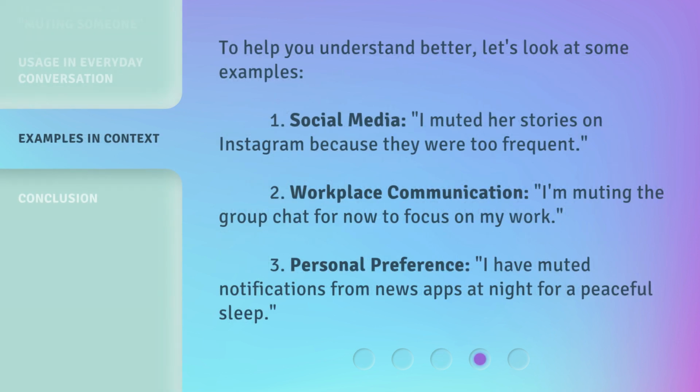To help you understand better, let's look at some examples. 1. Social media. I muted her stories on Instagram because they were too frequent. 2. Workplace communication. I'm muting the group chat for now to focus on my work. 3. Personal preference. I have muted notifications from news apps at night for a peaceful sleep.